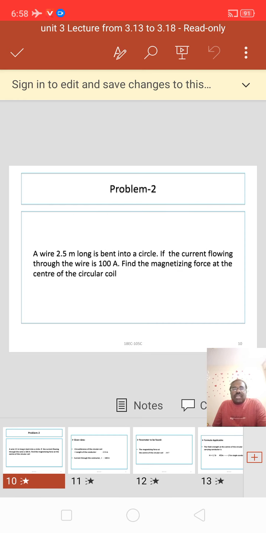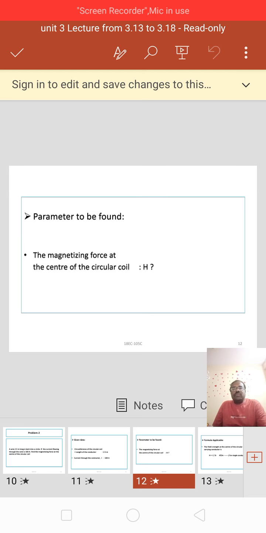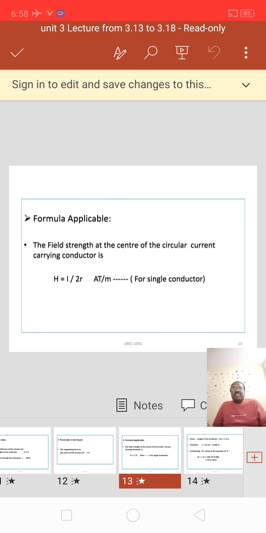From the given problem we noticed that we want to find out the value of magnetizing force at the center of the circular core, that is H value. For this the formula applicable is the field strength at the center of the circular current carrying conductor, that is for a single conductor, H equal to I by 2r ampere turns per meter.